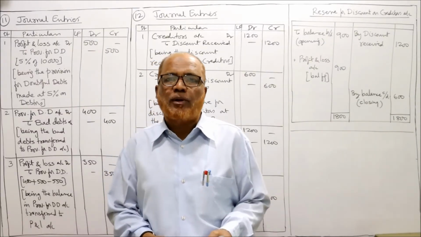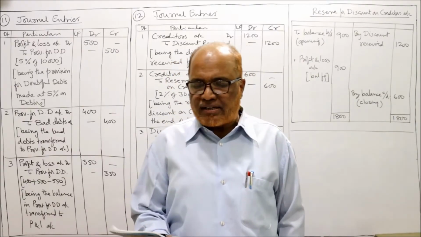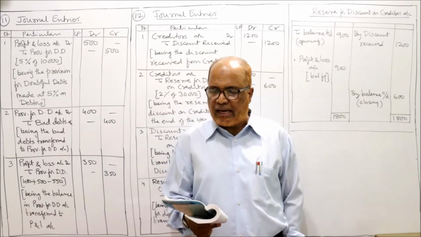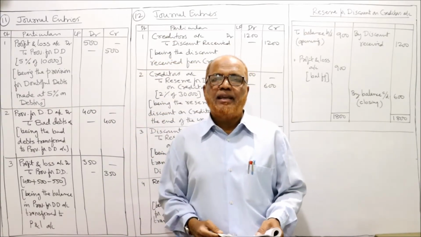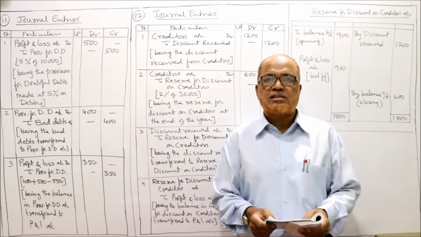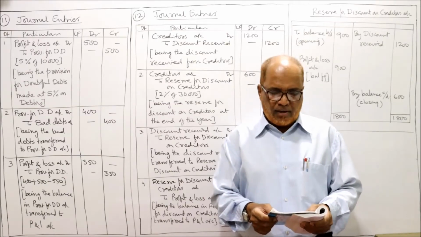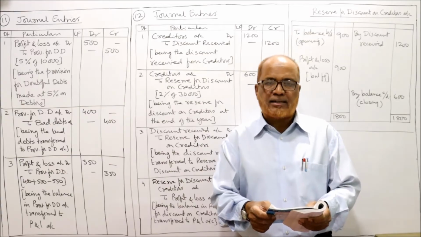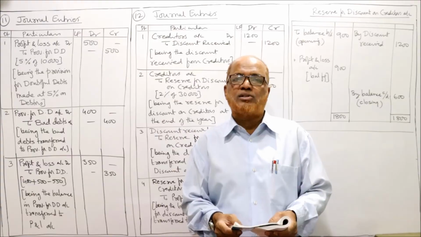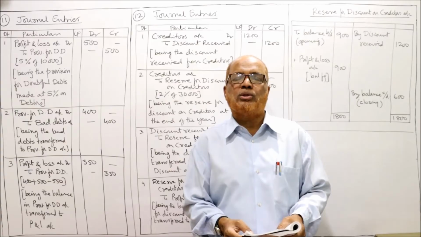Now we start the next problem, that is problem number 11. Now see problem number 11 carefully. On 1st January 2013, the provision for doubtful debts stood at rupees 550. At the beginning of the year, 1st January 2013, the provision for doubtful debts is 550. During the year, bad debts written off 400. At the end of the year, the sundry debtors are 10,000. The firm wishes to maintain provision for doubtful debts at 5% on sundry debtors. Give journal entries to be passed on 31st December 2013.